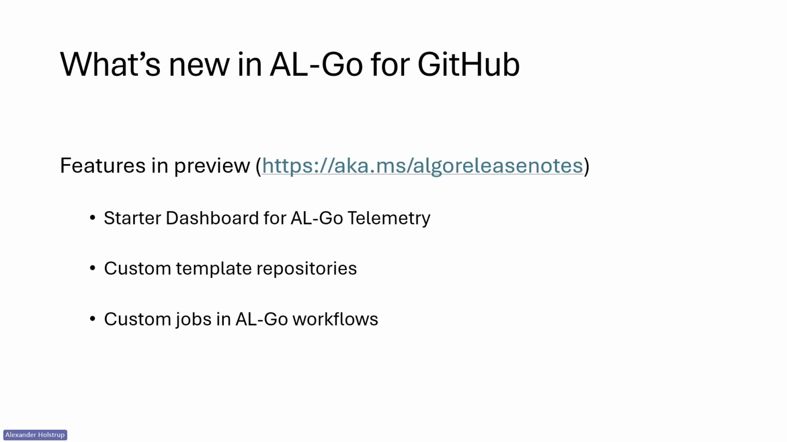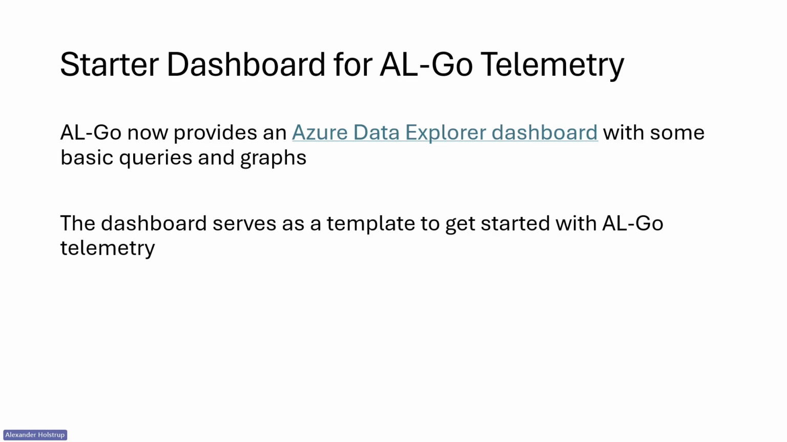So the first one is a starter dashboard for ILGO telemetry. This was based on some feedback that we got some office hours ago, earlier in the year, that ILGO has the capability of emitting telemetry, but it would be nice if we could have some Kusto queries or some beginner dashboard that you can get started with, so you can get started with ILGO telemetry quickly. And so we made a small dashboard for that. It's pretty much like a plug and play Azure Data Explorer report.